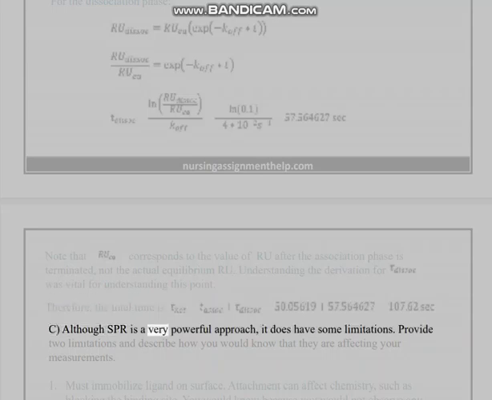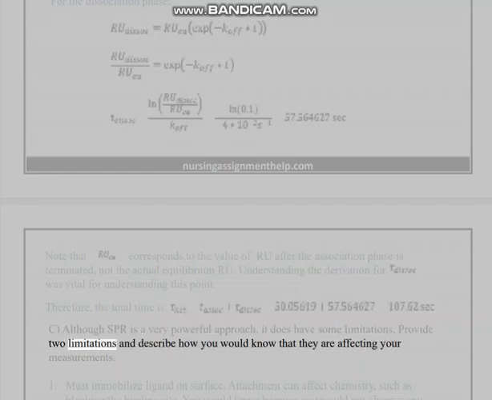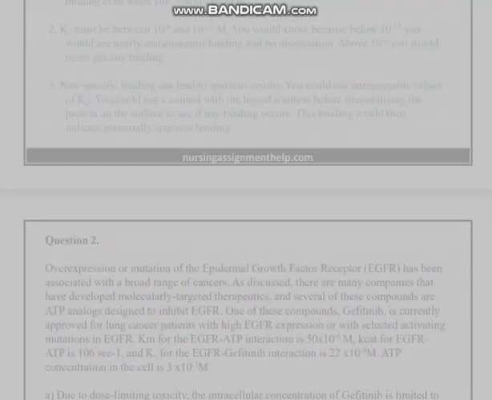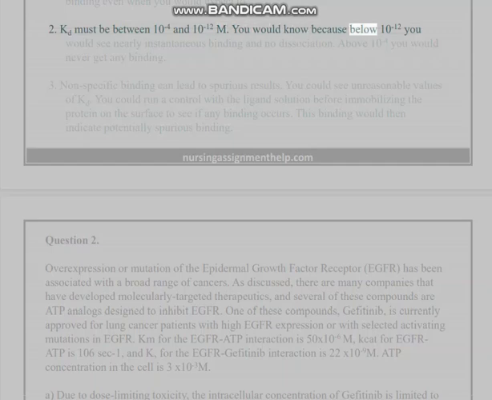C. Although SPR is a very powerful approach, it does have some limitations. Provide 2 limitations and describe how you would know that they are affecting your measurements. 1. Must immobilize ligand on surface. Attachment can affect chemistry, such as blocking the binding site. You would know because you would not observe any binding even when you would expect to. 2. KD must be between 10^-4 and 10^-12 M. You would know because below 10^-12 you would see nearly instantaneous binding and no dissociation. Above 10^-4 you would never get any binding.